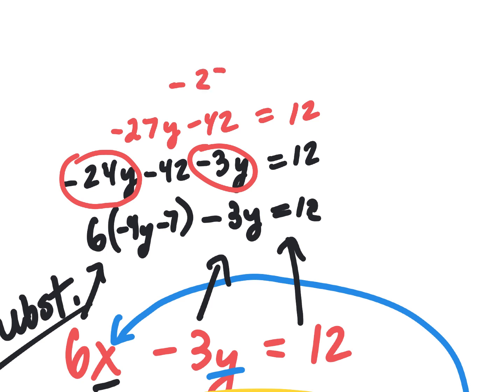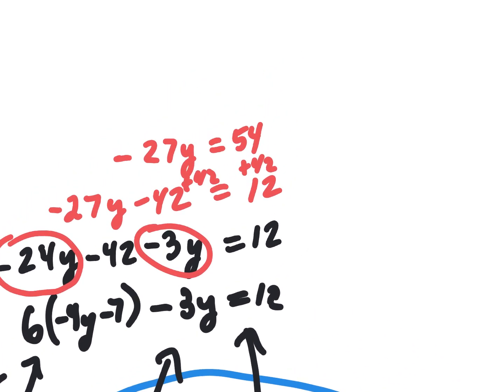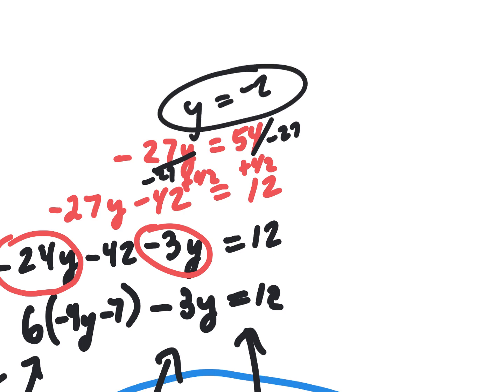Negative 27y equals adding 42, plus 42, plus 42, 54. And then dividing both sides by negative 27, and that's half of 54, so it's really 54 divided by negative 27, divided by negative 27, y equals negative 2. Did anybody else get negative 2?